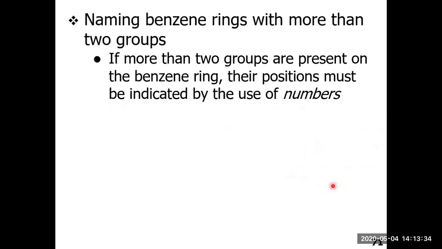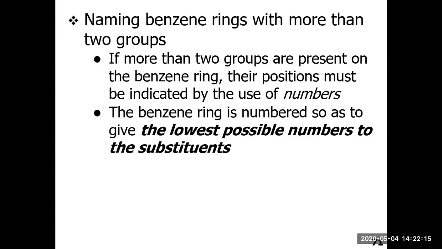Now, how do we give names for benzene rings containing more than two groups? We have to remember that the ortho, meta, and para prefixes are not used when there are three or more substituents present on the benzene ring. Rather, we have to use numerical locants. For benzene rings with three or more substituents, we have to give the lowest possible numbers to the substituents. We'll try to discuss these rules in the following examples.